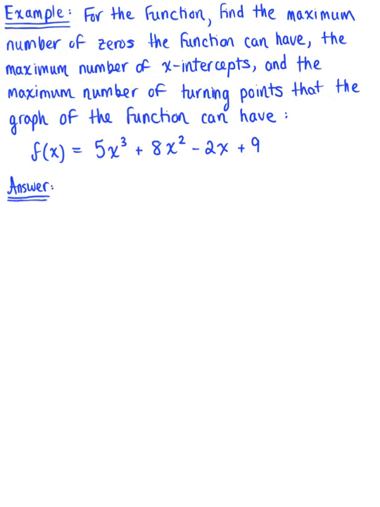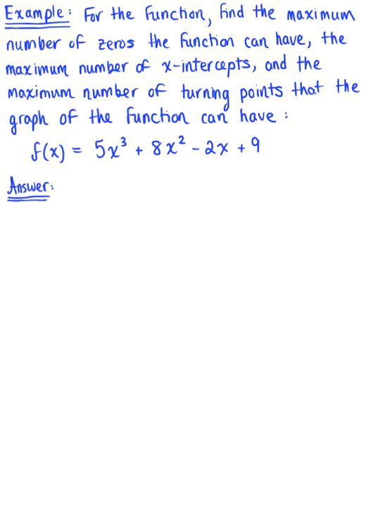For the following function, find the maximum number of zeros the function can have, the maximum number of x-intercepts, and the maximum number of turning points that the graph of the function can have. And here we are given the function f of x is equal to 5x cubed plus 8x squared minus 2x plus 9.